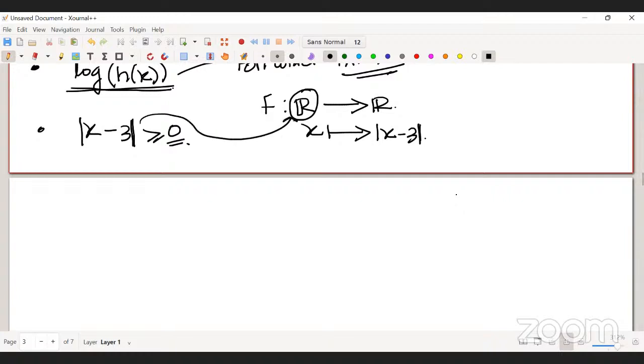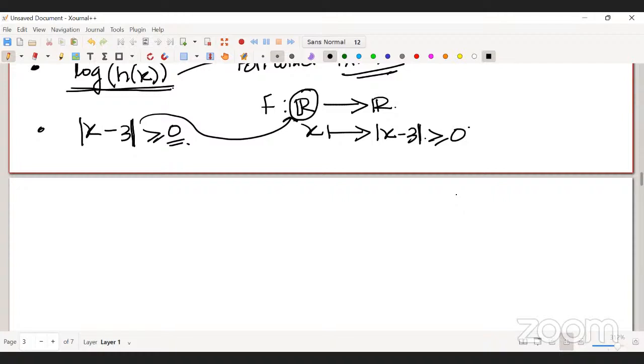This function is defined for all reals. Okay, otherwise I can't write. One thing is clear: this x minus 3 is a modulus function, and it is always greater than 0. So there will be two values, right? We will neglect one value, but there will be two values.